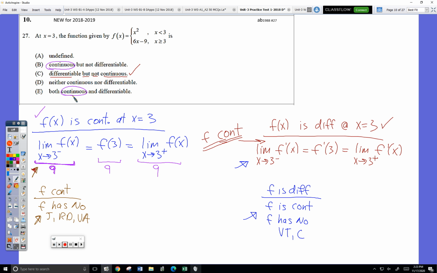Correct. Undefined is kind of a goofy answer because, well, that would be true if there were no equal sign there. Goofy. Yeah, that just means you can't find f of 3.